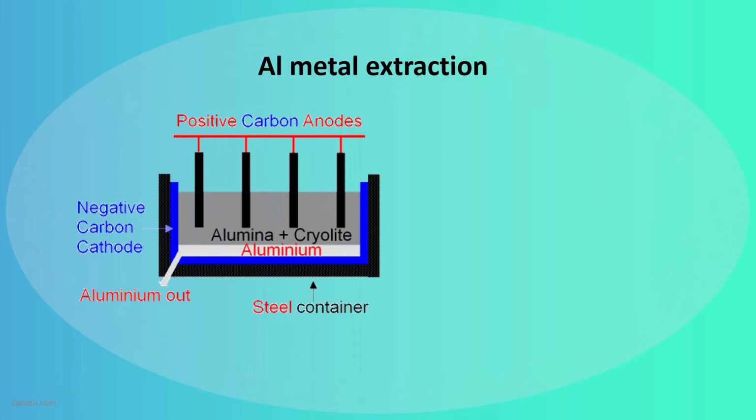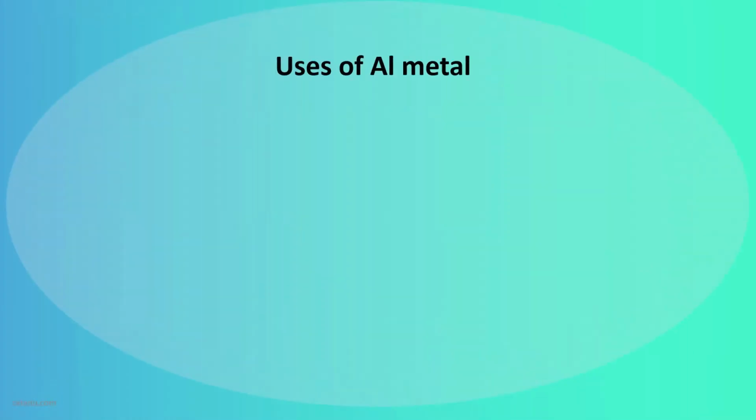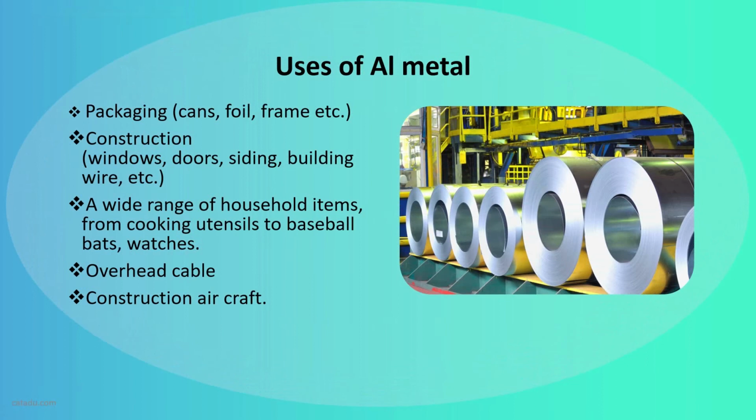The first reaction: the oxide ion moves towards the anode, the carbon anode, and makes oxygen. And carbon reacts with oxygen. In this condition, the temperature is very high, so the reaction occurs. And at the cathode, the ion becomes aluminium, and this aluminium can be used for different purposes. Packaging, construction, a wide range of household items, overhead cables, aircraft construction, and many more.